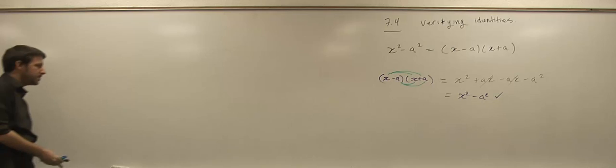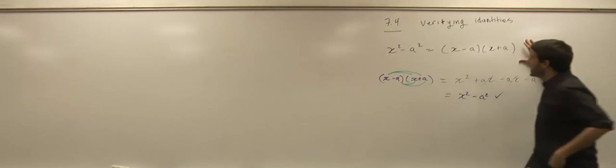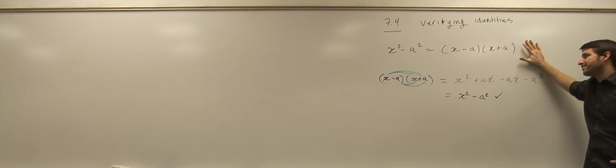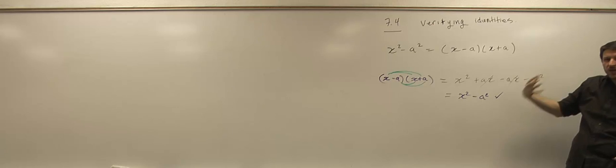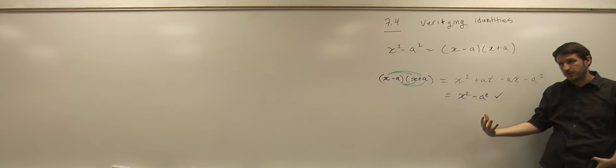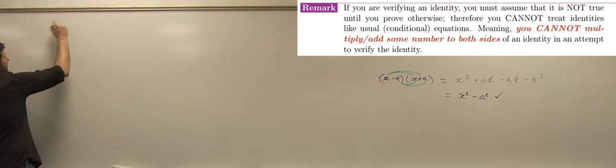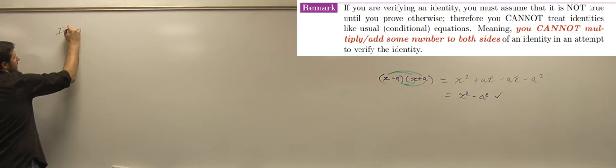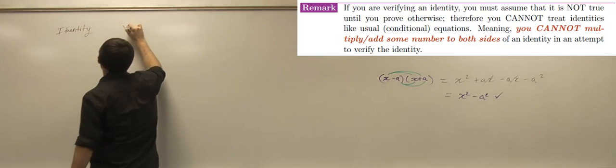One thing you want to be careful of when you're verifying these identities, you are trying to show me that this is true. So you cannot assume it's true. For example, there's a difference between an identity and a conditional equation.